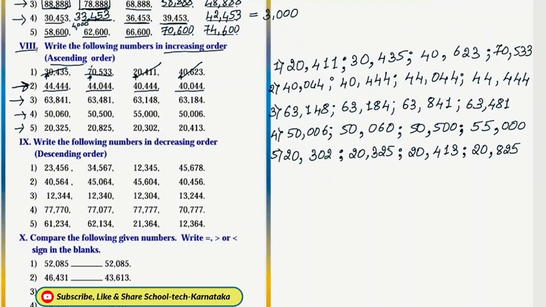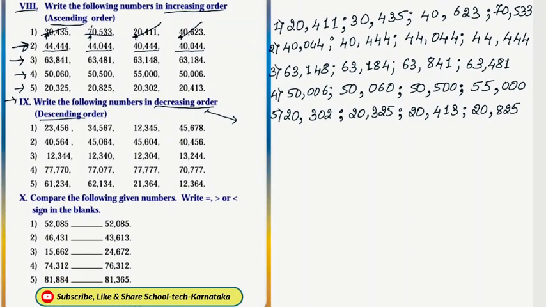Our next exercise is to write the numbers in descending order, that is in decreasing order. Decreasing is from the greatest number to the smallest number. So we need to write the numbers in descending order in the same way we have written in the increasing order, but in this case we write the greatest number first. So we compare the digits at the 10,000th position and write the greatest number first.